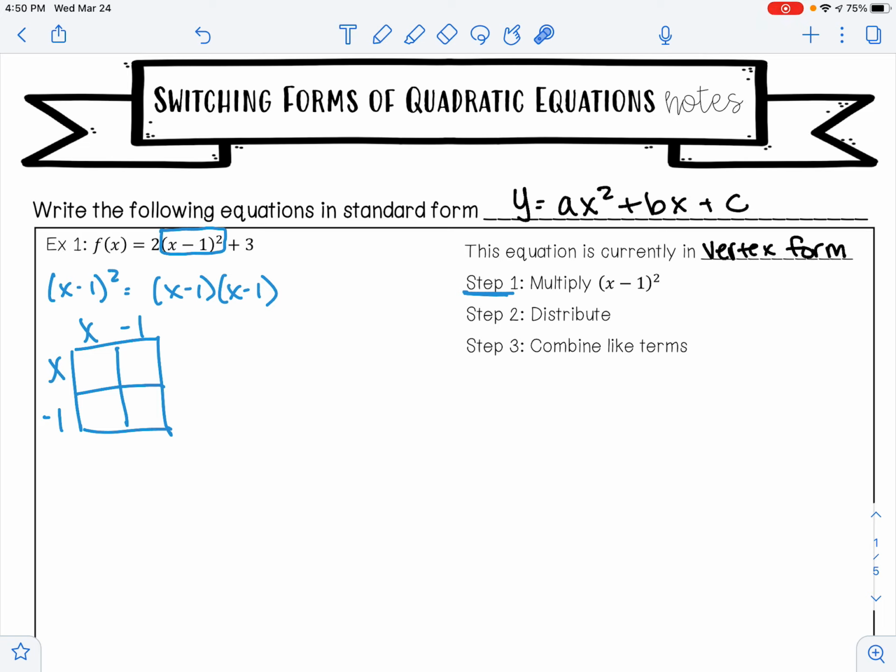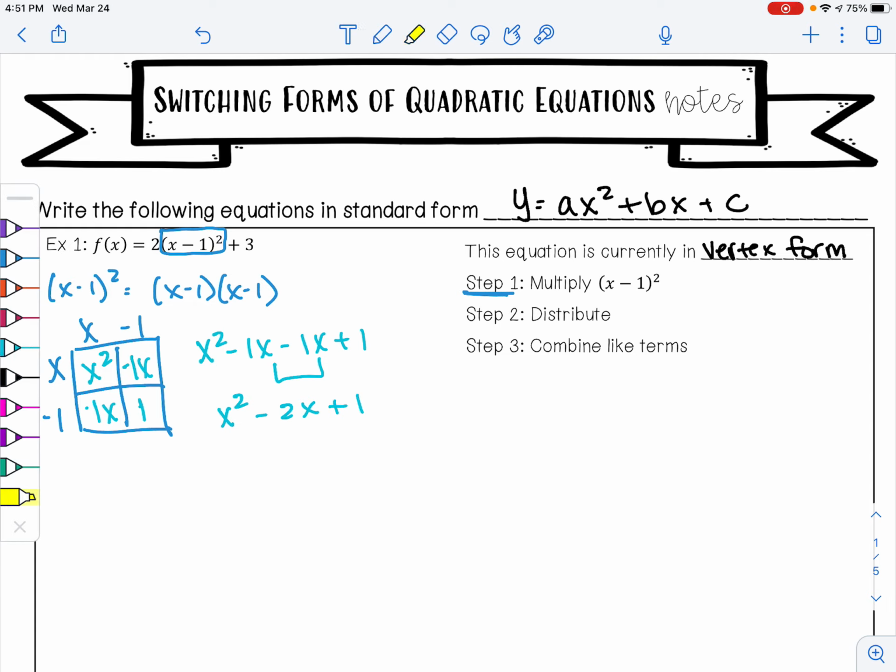X times x is x squared. X times negative 1 is negative 1x. Negative 1 times x is negative 1x. And negative 1 times negative 1 is positive 1. So inside of the area model, I have x squared minus 1x minus 1x plus 1. To simplify this, I'm going to combine my like terms and get x squared minus 2x plus 1.